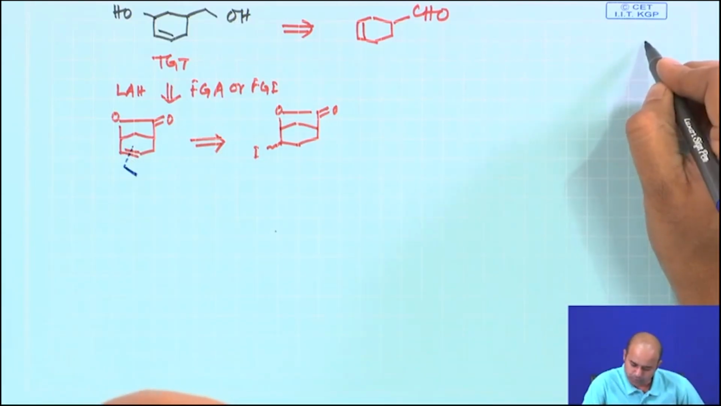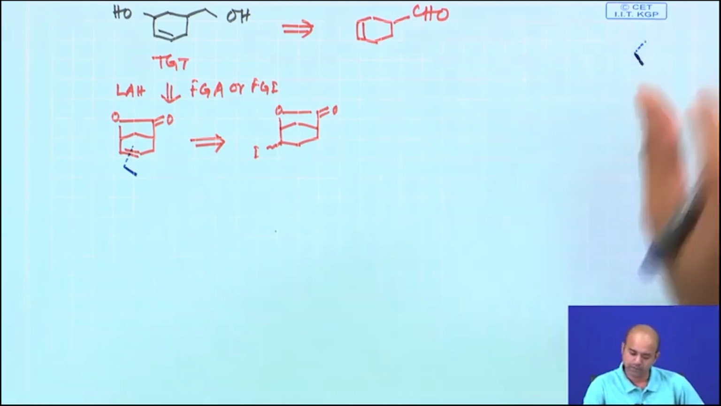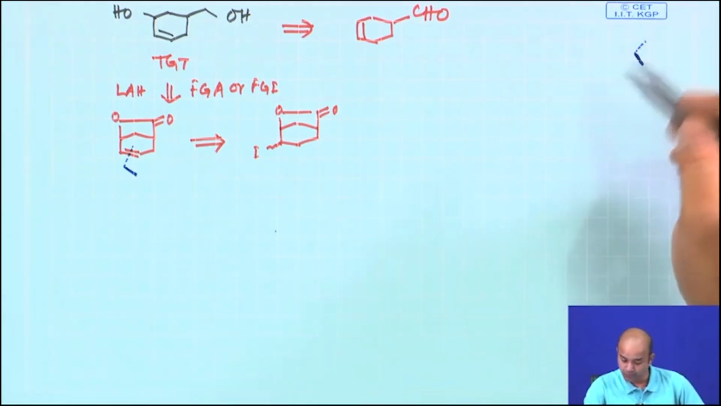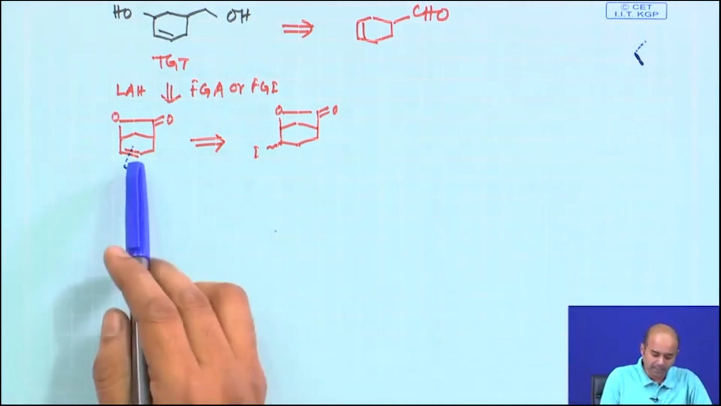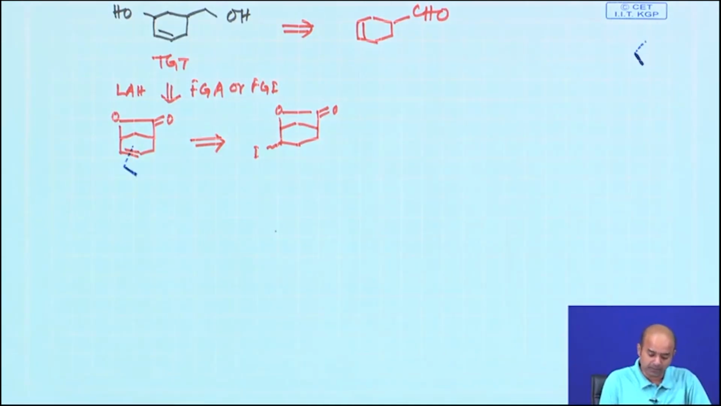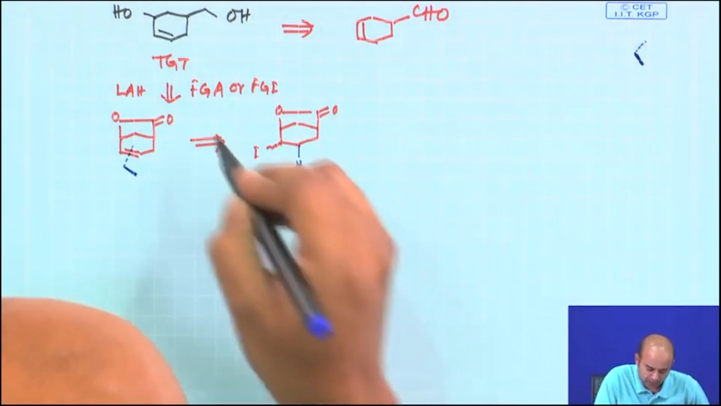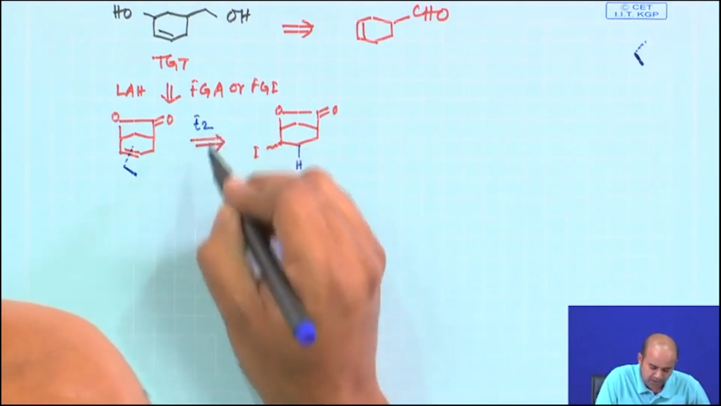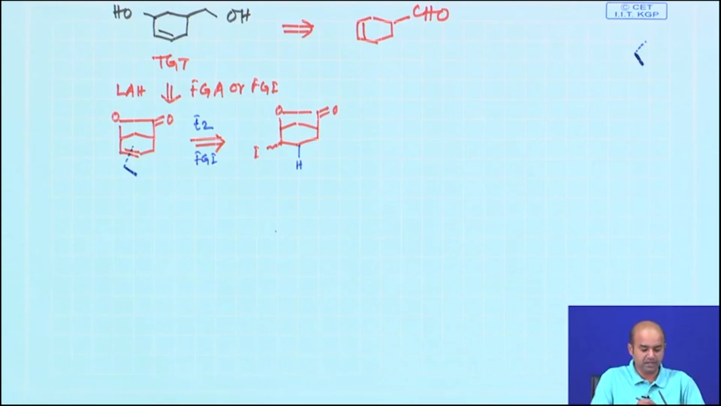Whichever bond you want to disconnect, you put a dotted line, and based on that you put a bold line. This is called the retrosynthetic pathway, to design which bond to disconnect. So, this bond will be making this pi bond, and how can you make this pi bond? If you have an iodo and a hydrogen here, you will basically be doing a simple E2 elimination, by a FGI or even FGA, fine.